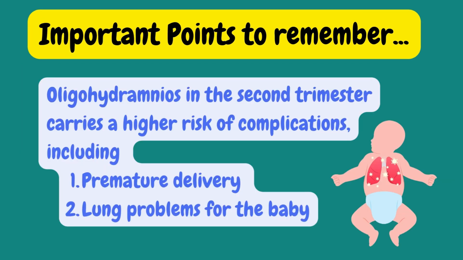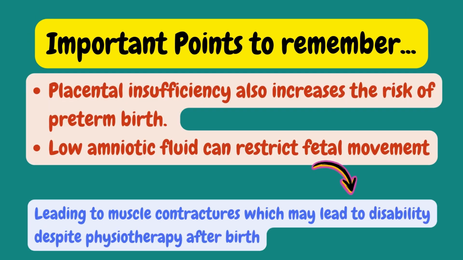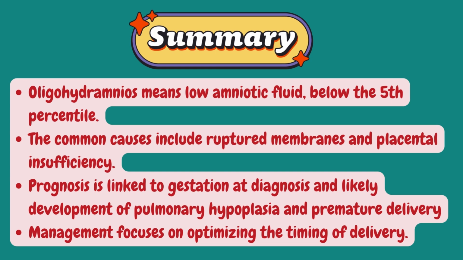Remember that oligohydramnios in the 2nd trimester carries a higher risk of complications, including premature delivery and lung problems for the baby. Placental insufficiency also increases the risk of preterm birth. Additionally, low fluid can restrict fetal movement, potentially leading to muscle contractures which may lead to disability despite physiotherapy after birth. In summary, oligohydramnios means low amniotic fluid, below the 5th percentile.